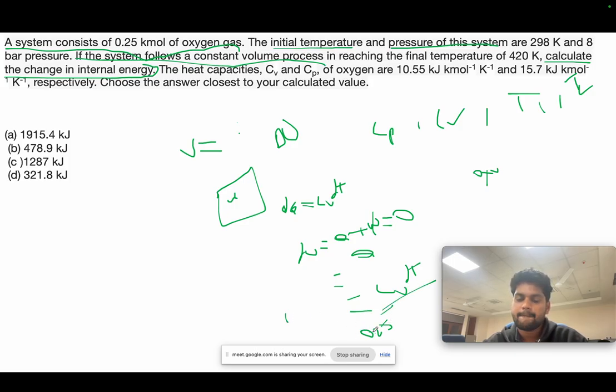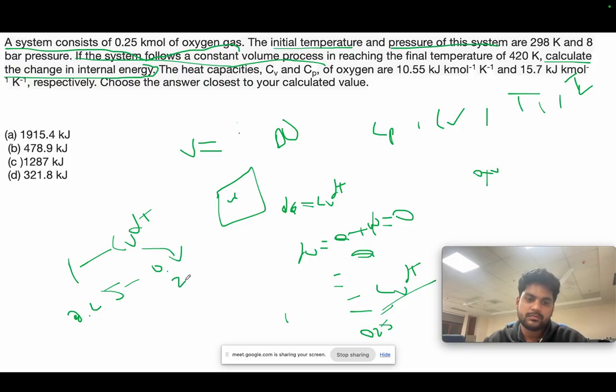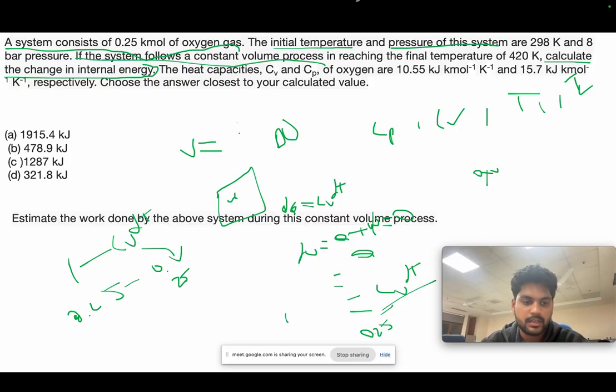Okay. Understood? So for 1 kilomole it is Cv dT, and for 0.25 kilomole it will be 0.25 into this value. You understand the logic here? Yes, sir.